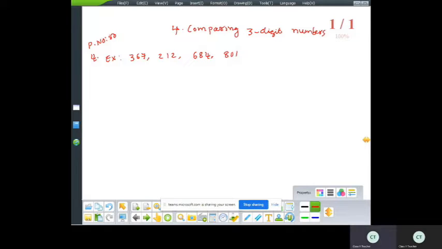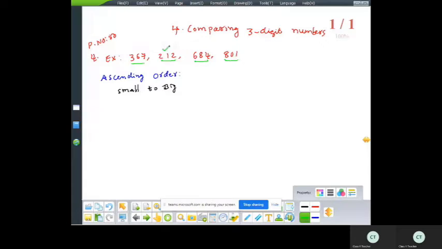Okay, children, what is the meaning of the ascending order? Ascending order means we arrange the numbers from small to big. Ascending order means small to big. See, from the given numbers 367, 212, 684, and 801. From here, which is the smallest number?